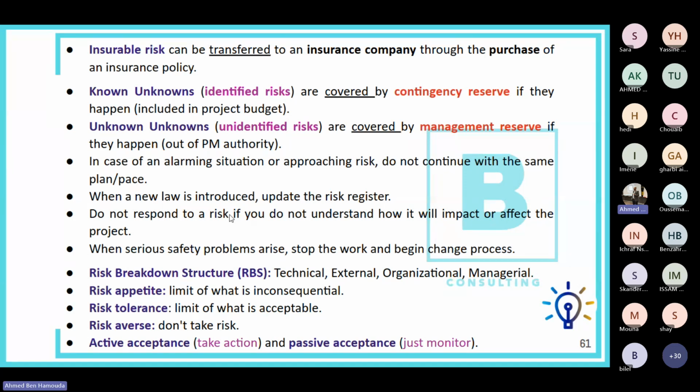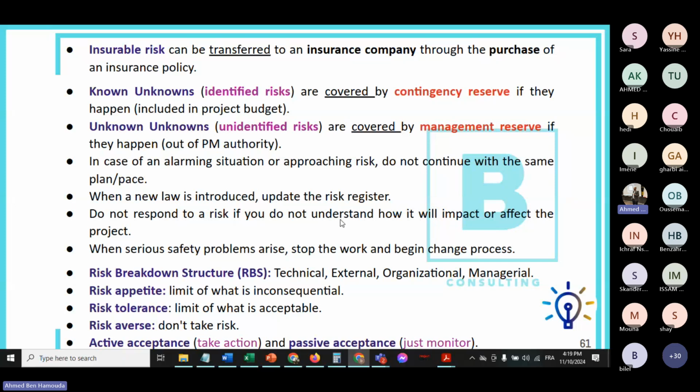Also, do not respond to a risk if you do not understand how it will impact or affect the project, okay? So keep this in mind, that whenever there is a risk, we need to understand it. We need to analyze it. Once we have identified it, we need to understand it and analyze it, understand how it will impact us. If we don't understand that, we cannot take action. We cannot respond. Okay, so you respond only when you understand. Please keep this in mind. Do not respond unless you understand. All right. So let me put it for you in red here.